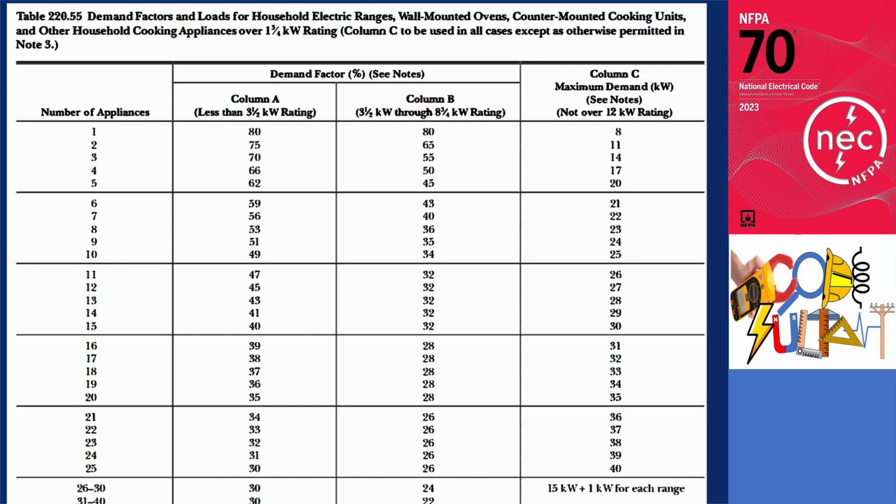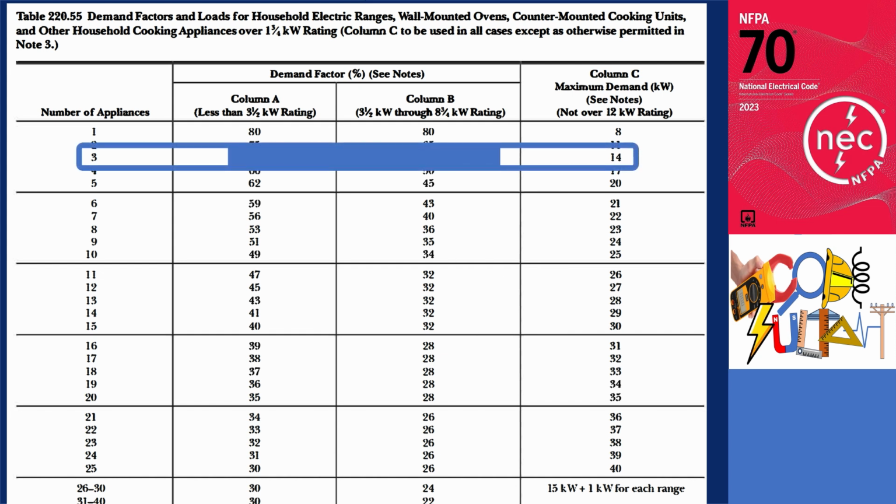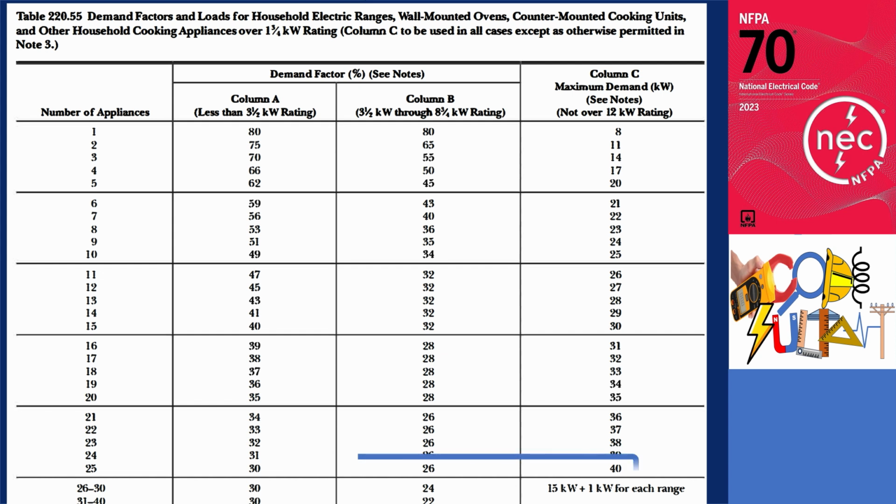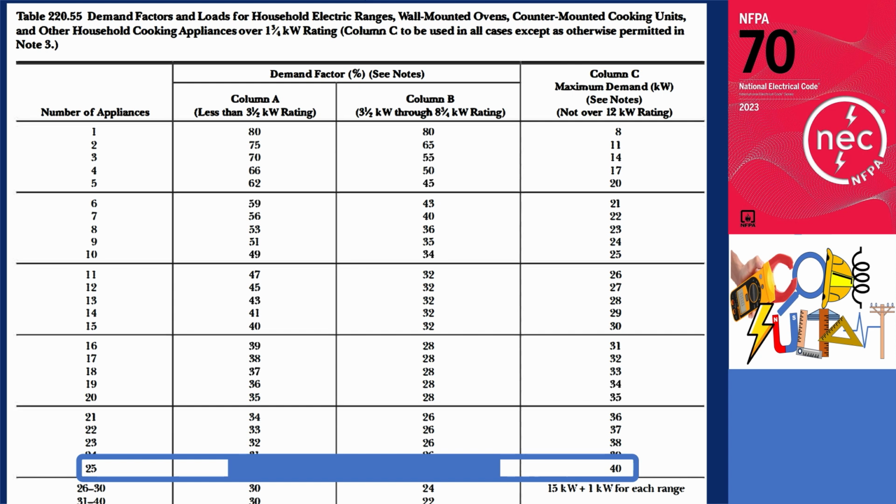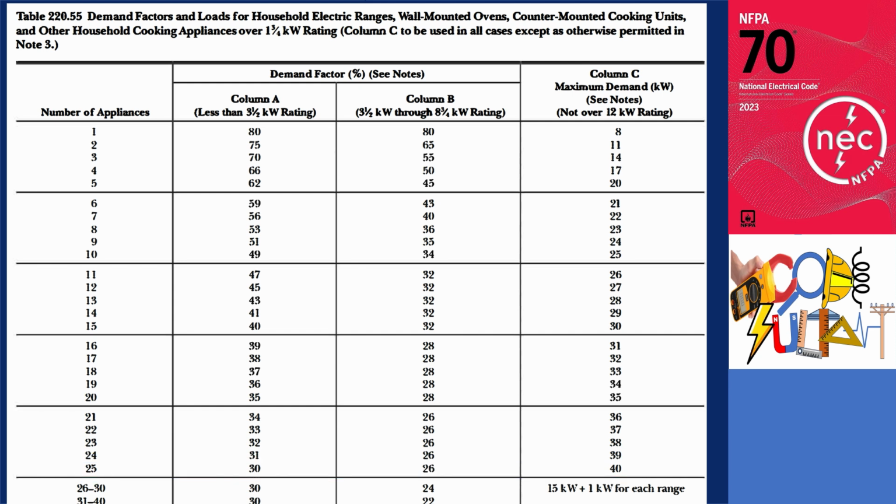It's important to note that columns A and B apply percentage-based demand factors to the appliance wattage, while column C provides fixed demand values directly in kilowatts. As you move down the table, an important principle becomes clear. The more appliances you have, the lower the demand per unit. For instance, while a single range is listed at 8 kilowatts, 3 ranges together only require 14 kilowatts total. By the time you reach 25 appliances, the maximum demand is just 40 kilowatts. This illustrates the NEC's recognition of diversity, designing for the reality that not all appliances operate at full load simultaneously, rather than planning for a worst-case scenario.